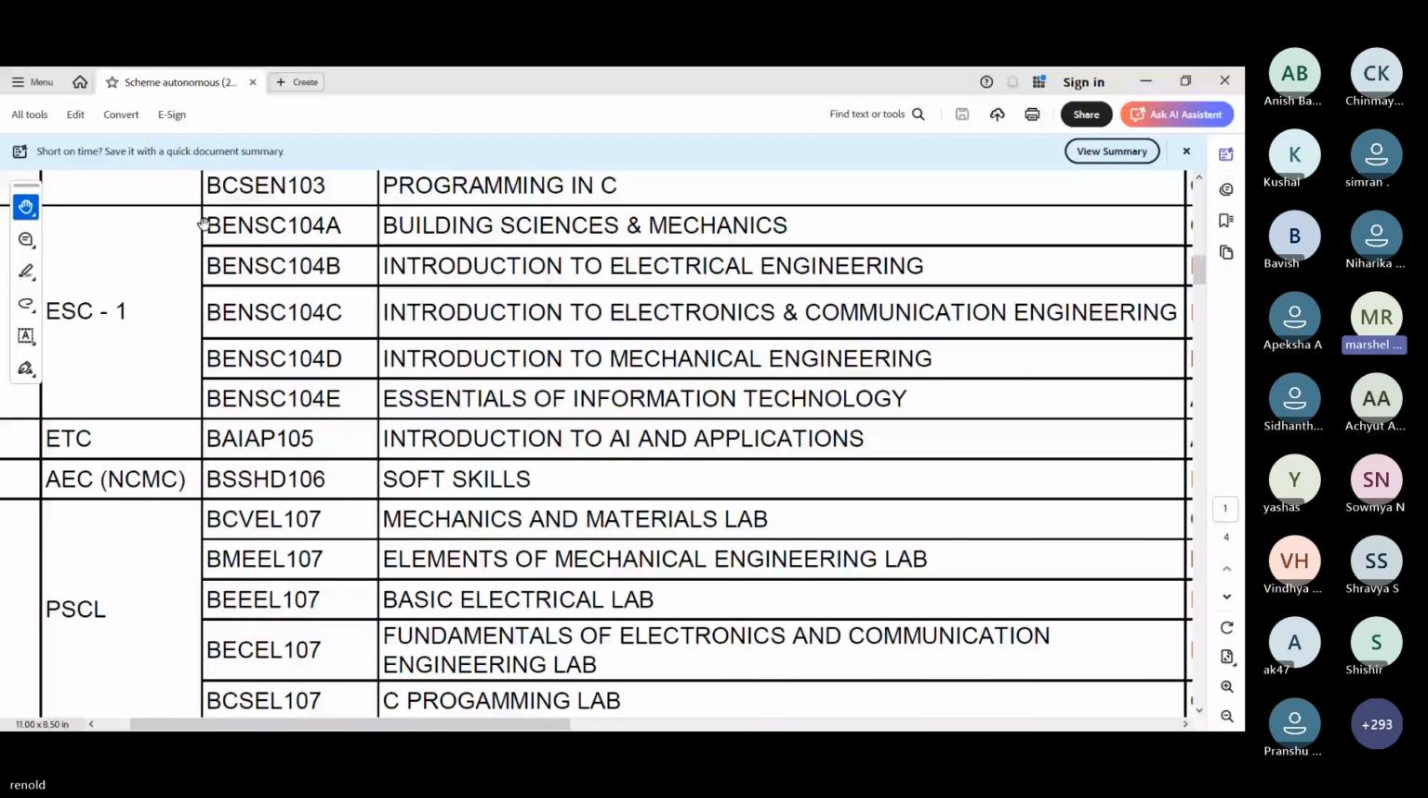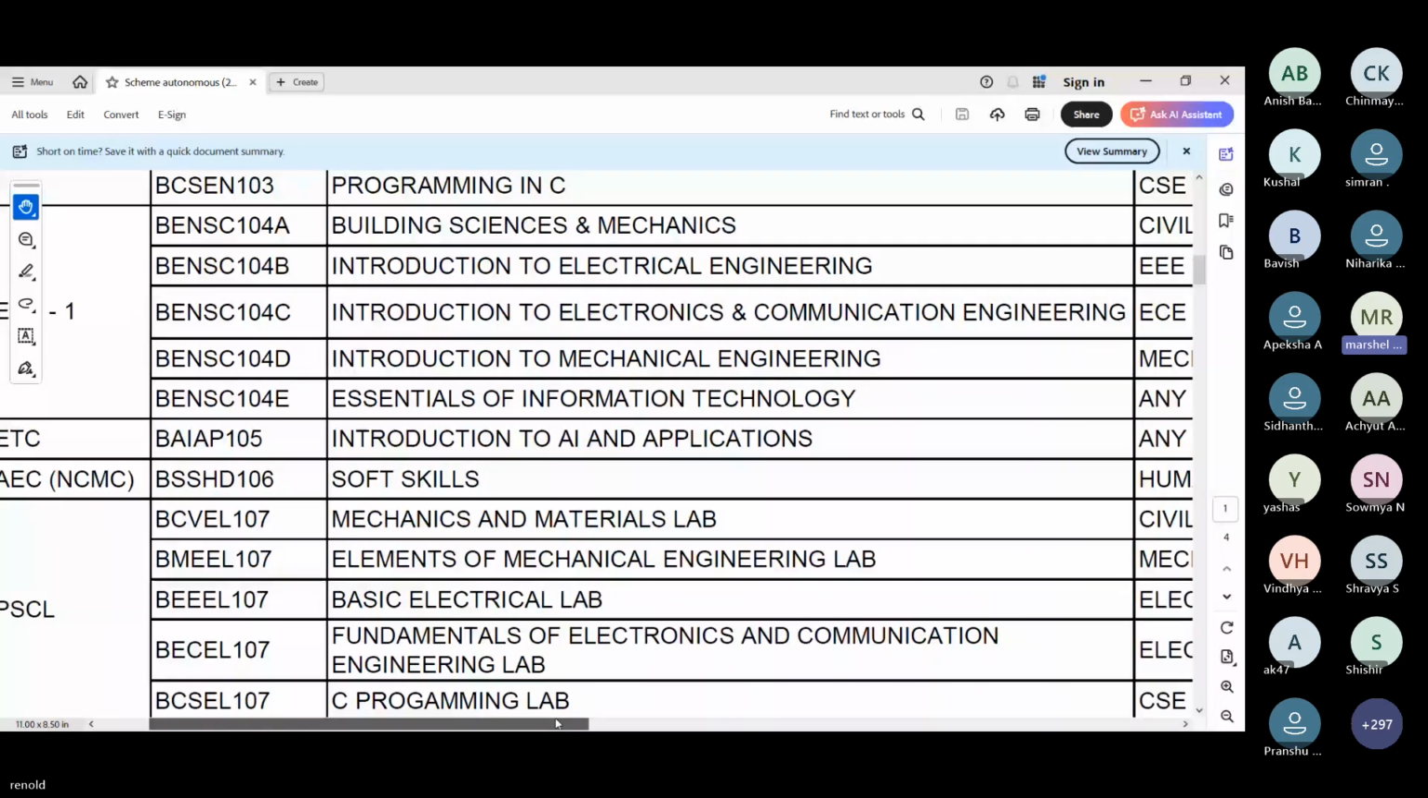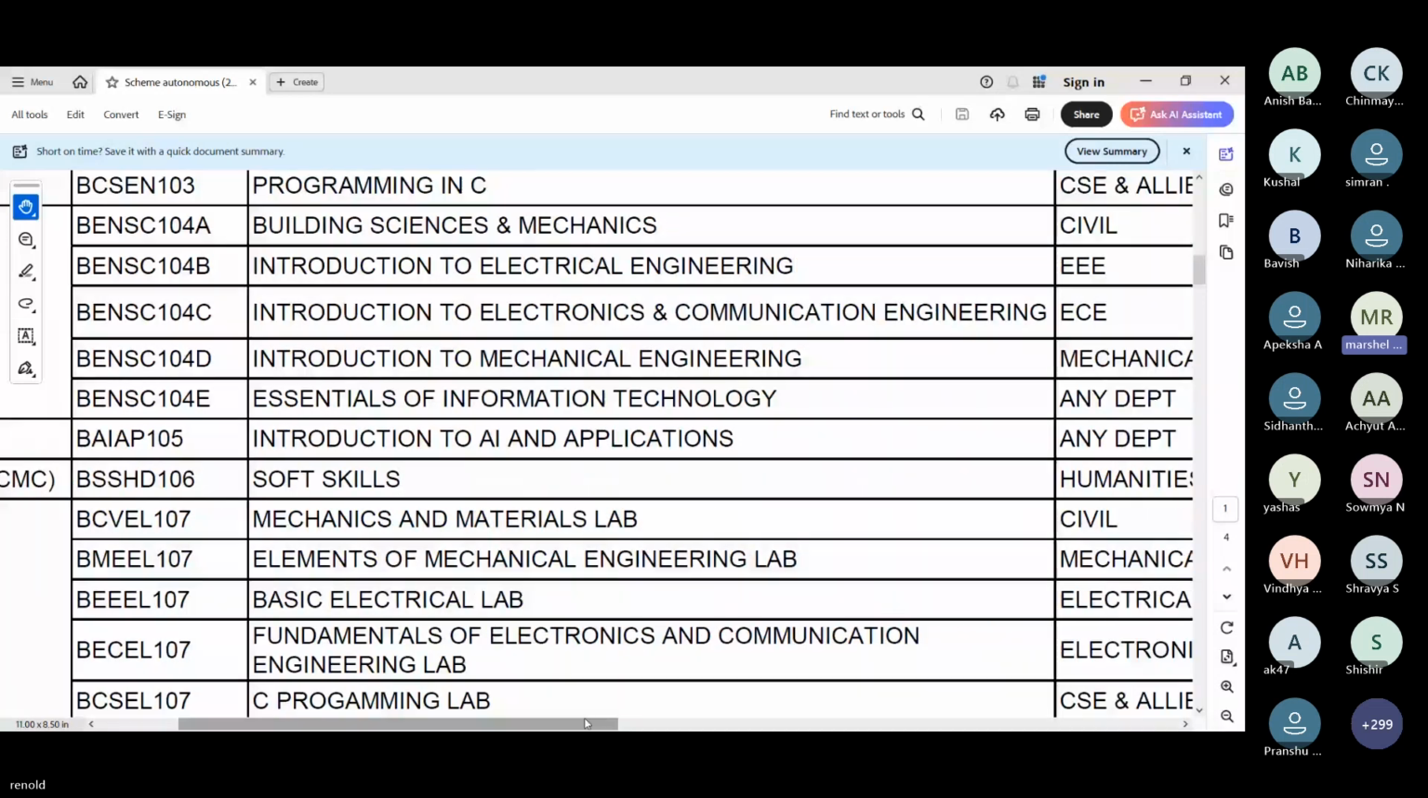Now, out of these five subjects, you are supposed to choose in such a way that you complete two of these courses in the first year of your engineering. And to choose them, there are some criteria. For example, the first subject, ENSC 104A, Building Sciences and Mechanics, will be taught by the Civil Department.